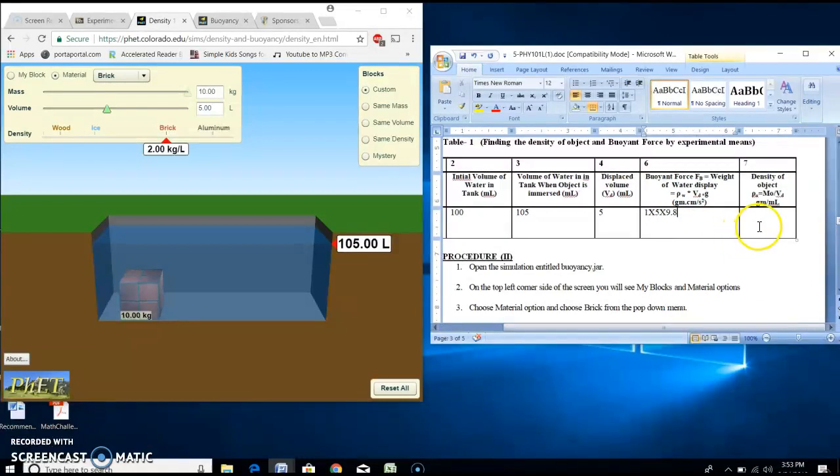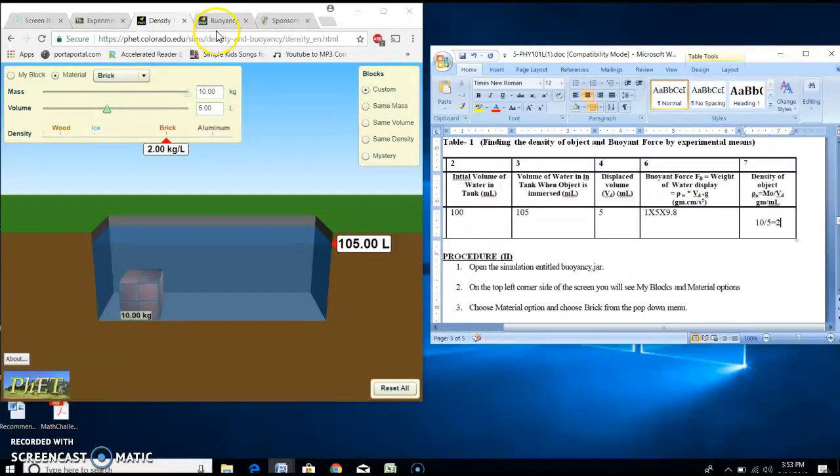And then the density of the object is 10 kilograms divided by the displaced volume. It was 5, so that's going to be the density of that object. And you see that that's what it says right here on the screen, 2 kilograms per liter. So that's what you got, so we did it the correct way. That's part 1.